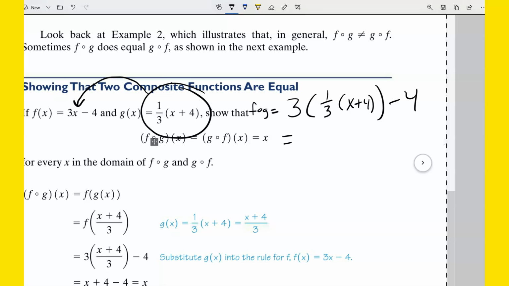I can go ahead and multiply the 3 by the 1/3, and what do I get when I multiply 3 with 1/3? It just cancels out and becomes 1. So then I just got x plus 4 minus 4, and then the 4 and the minus 4 cancel out, so I just get x, which is what I was supposed to get. And now try the g of f, and let's see if that happens the same way.